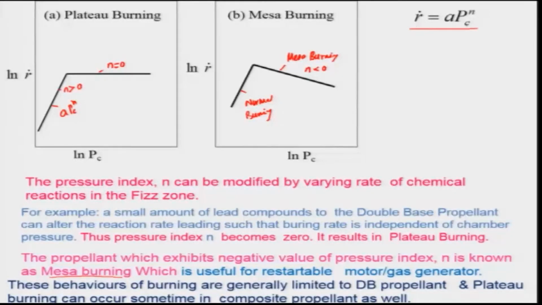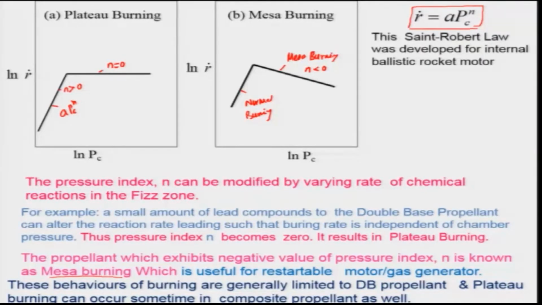And keep in mind that this semi-empirical relationship, which is being used profusely, was basically derived for internal ballistics of rocket motors. And of course, the more natural and more general form of this expression for the regression rate will be r dot is equal to a pc to the power n plus b, and this b and a are basically dependent on the propellant temperature. It is independent of the chamber pressure. However, it is really not being used very much, but it is the more general form.